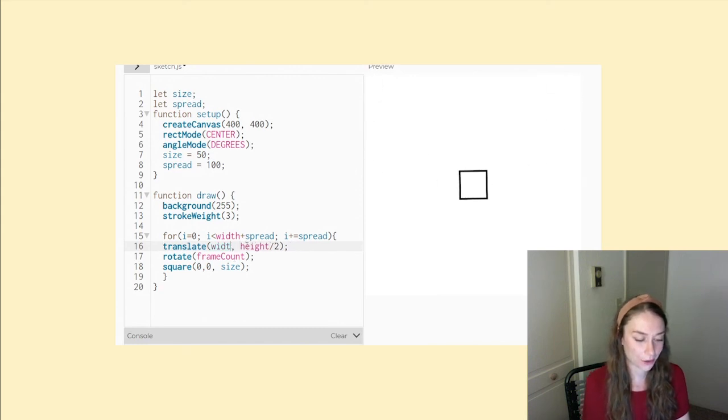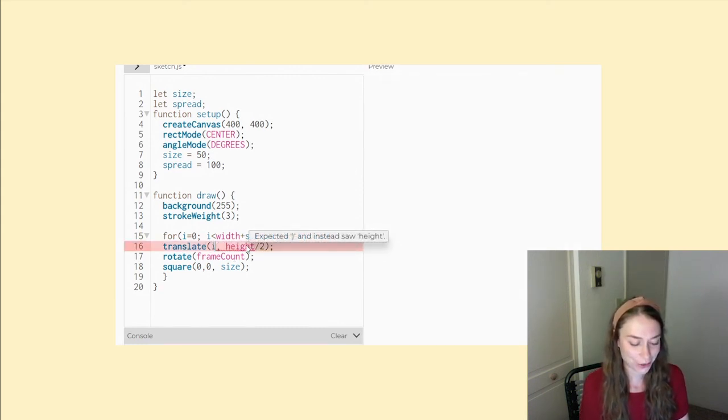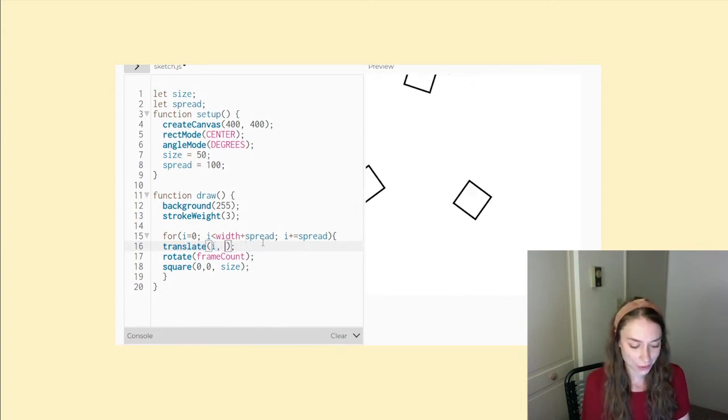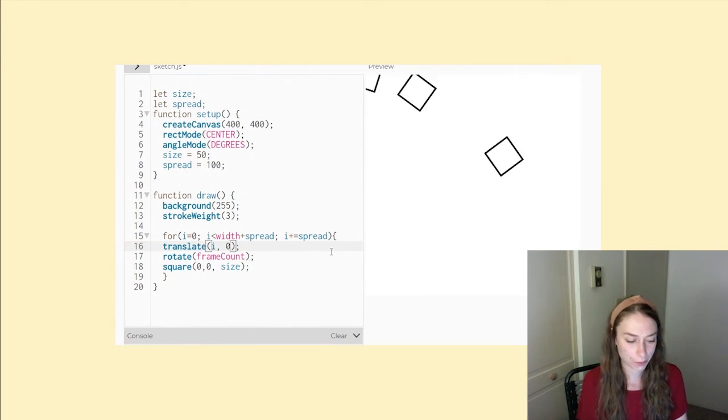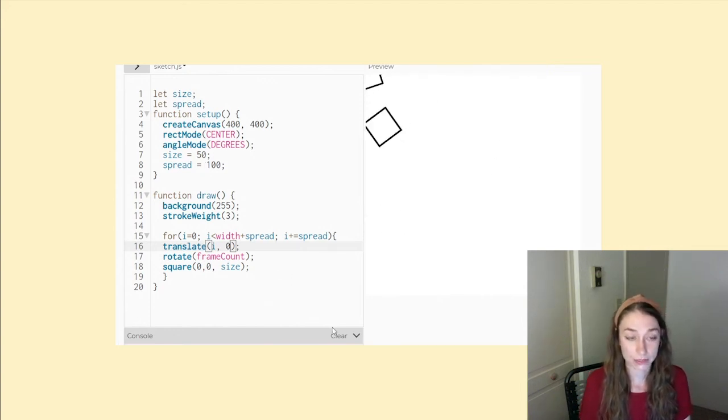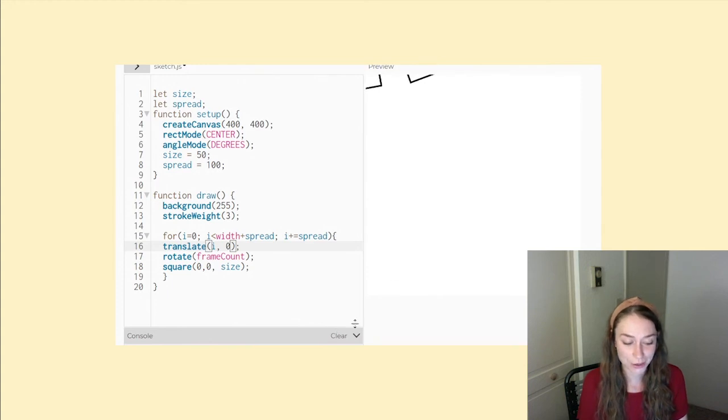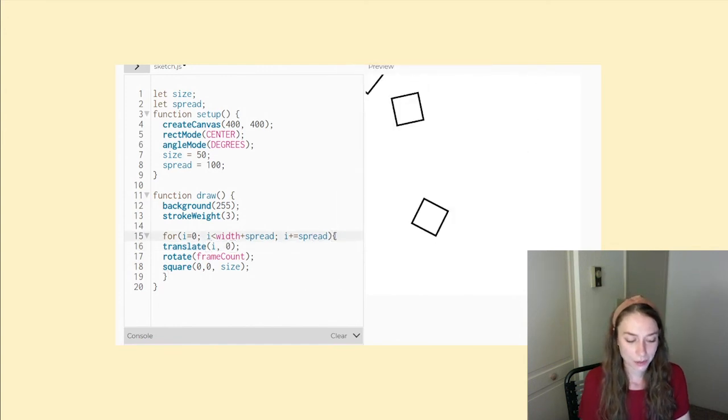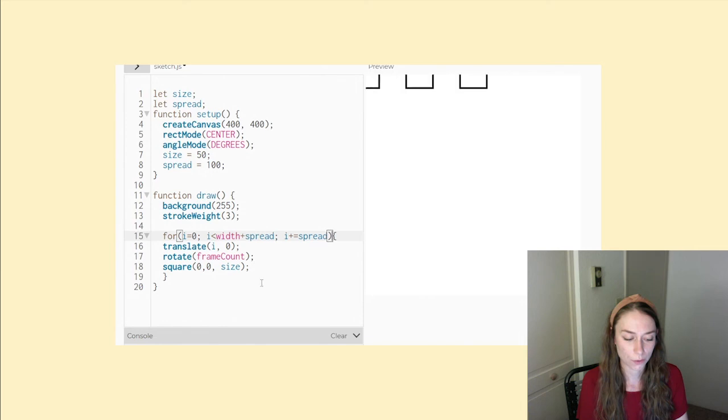Right now, we are going to change our translate so that we're translating by i each time. i is going up by the amount that we want our squares spread apart. So now we've got our squares spread apart by 100, and we've got squares that are size 50. But you'll notice here that we are still kind of randomly rotating our squares around an axis. They're all rotating around 0, 0 right now. And that's because every time we run this loop, we're adding to the rotate and translate.